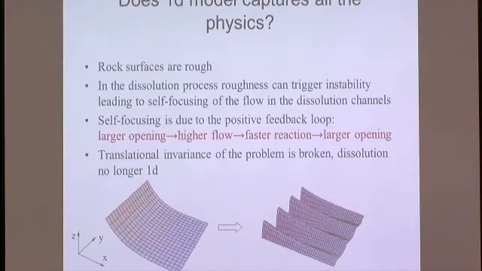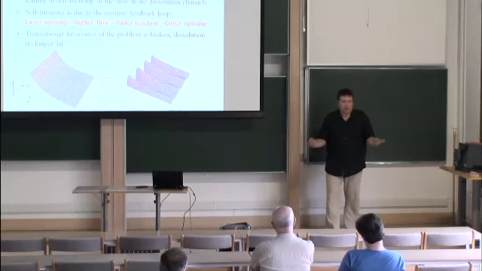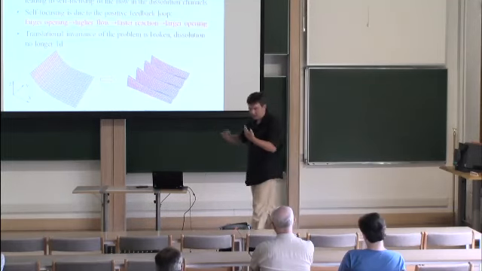And you can only use 1D models where you are really expecting that the thing will open up uniformly, right? But in fact, the rocks are, of course, rough. And if this small roughness will trigger some instability, which would then lead to the focusing of the flow in some localized places, in some so-called dissolution channels, then of course using a 1D model will be wrong, right? So I would like to analyze this problem.